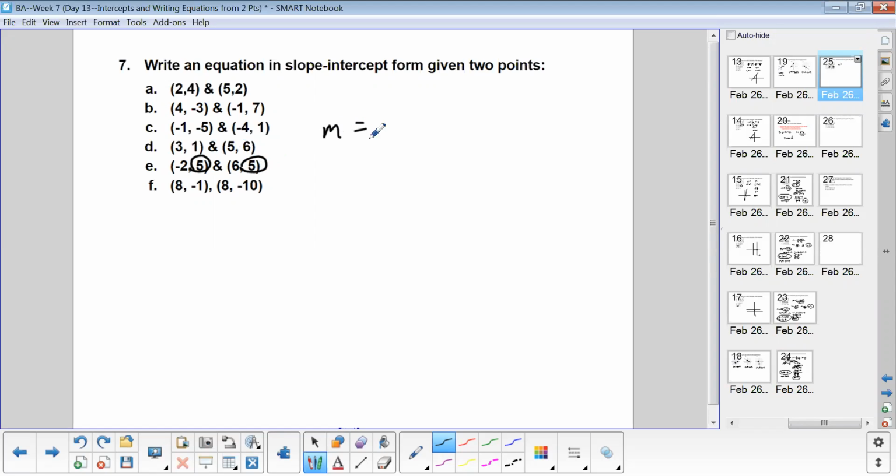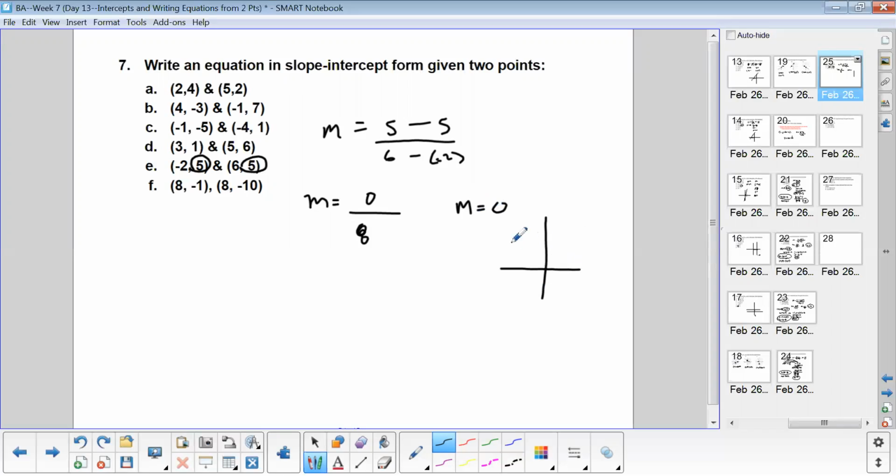So the slope would be this 5, take away this 5, and you can already see what's going to happen. 6 minus a negative 2. So my slope is 0 divided by 8, but the slope is 0, which gives you an idea that I'm going to have some sort of horizontal line. Well, where is it going to hit? It's going to hit up here at y equal 5. So if we know that, then we can say that our equation would be y equals 5.